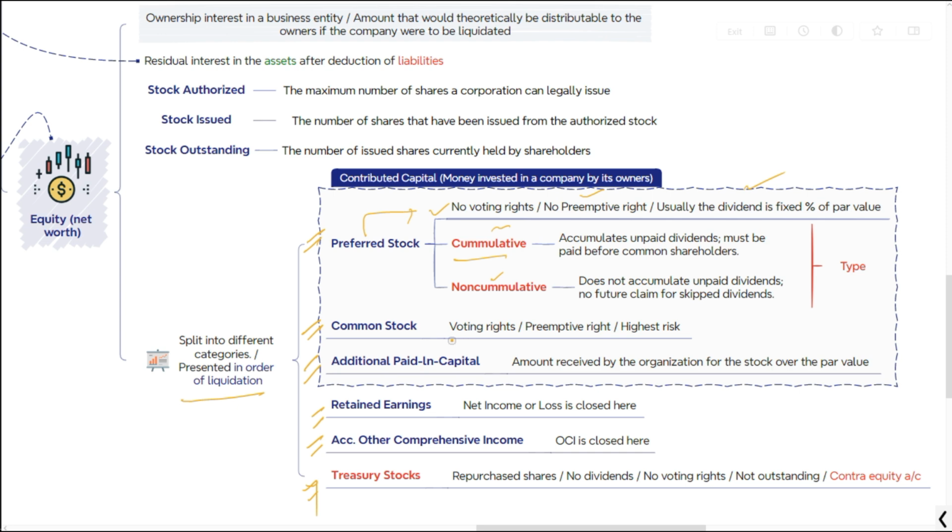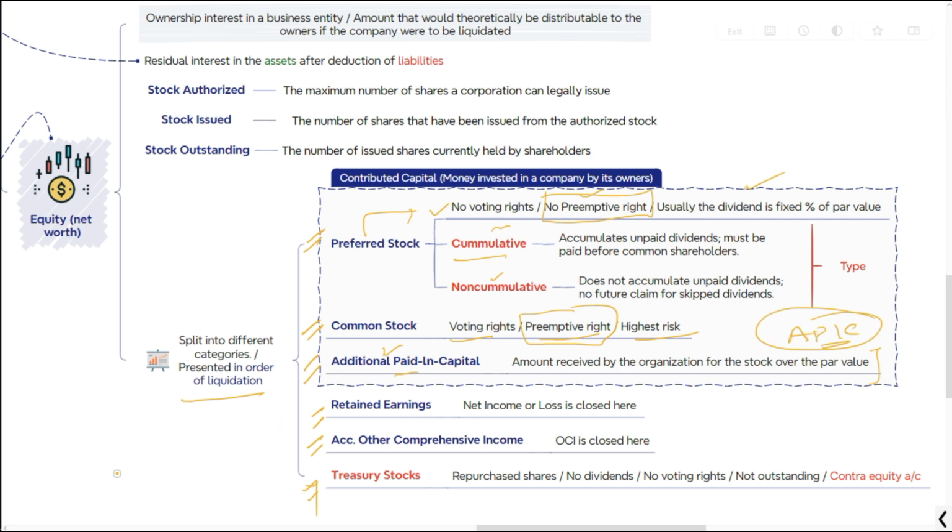Common stock has voting rights. It has preemptive right and the highest risk. We can understand preemptive right from the MCQ section of the balance sheet, so we'll understand what it is. Additional paid in capital is the amount received by the organization for the stock over the par value. Whatever amount is received over the par value goes into an account called additional paid in capital, or in short form, APIC.